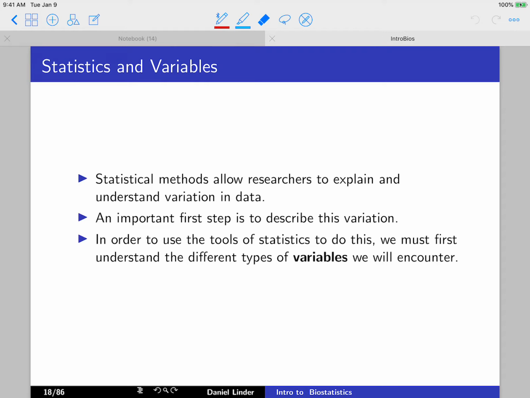Hi everyone. So today we're going to talk about statistics and variables and talk about the different types of variables that you might encounter and why it's important to understand which type of variables that you're dealing with. So to start out, statistical methods allow researchers to explain and understand variation in data. And an important first step is to describe this variation in the data so that you can potentially adjust for it in your analysis. So in order to use the tools of statistics to do this, first you need to understand what the different types of variables are and eventually how you can build models to describe these variables.